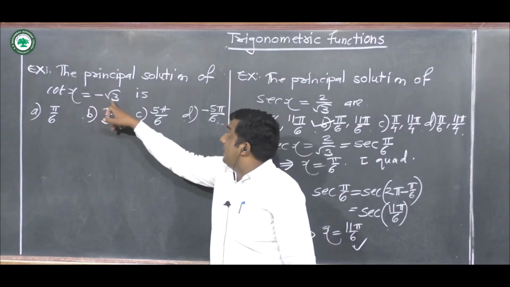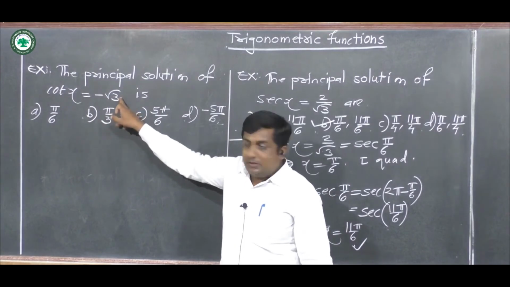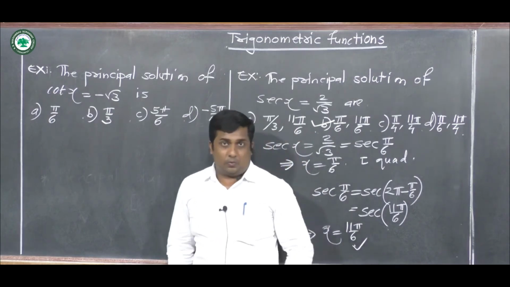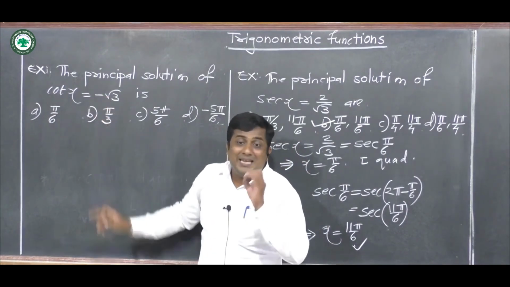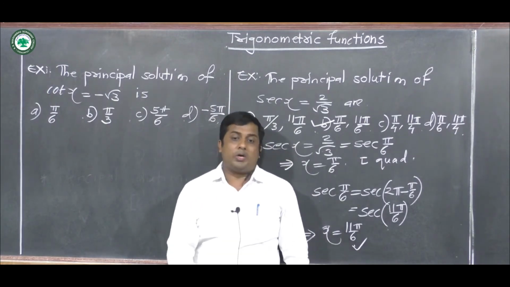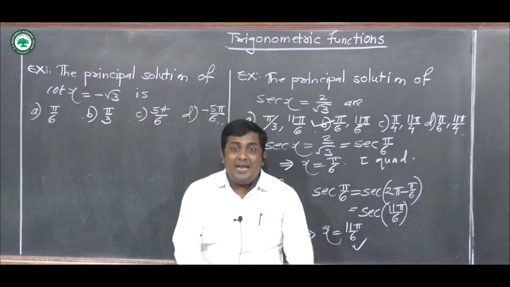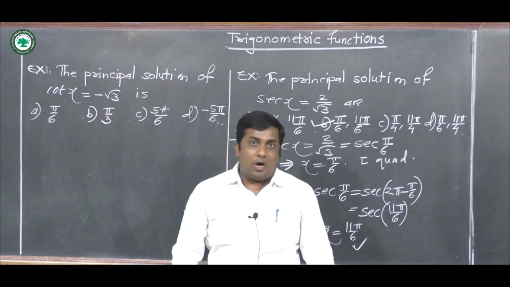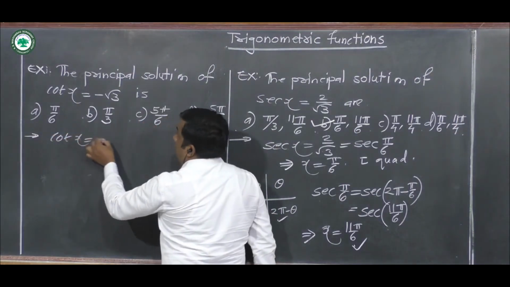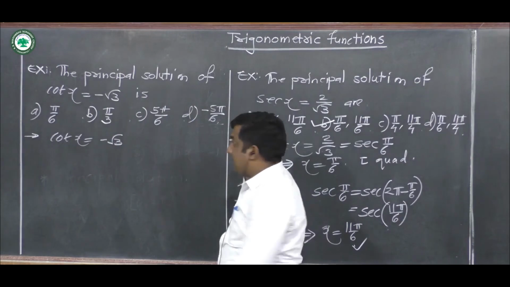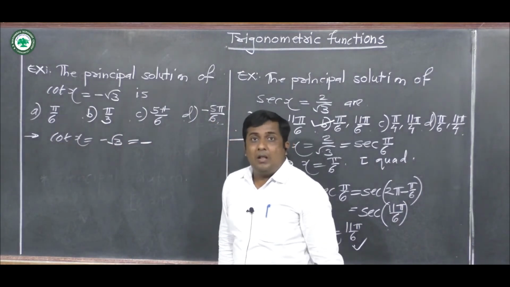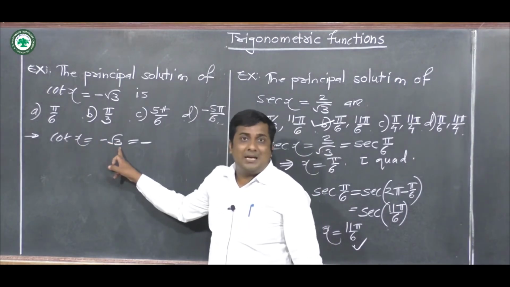Remember, a negative value is given, that is, the value of cot x is negative. The value of cot x is negative, and we know cot is negative in the second and in the fourth quadrant. So our solution lies in the second and in the fourth quadrant. Okay, so here we consider cot x is equal to minus root 3. This is equal to, with minus sign, now we know for which angle the cot value is root 3.